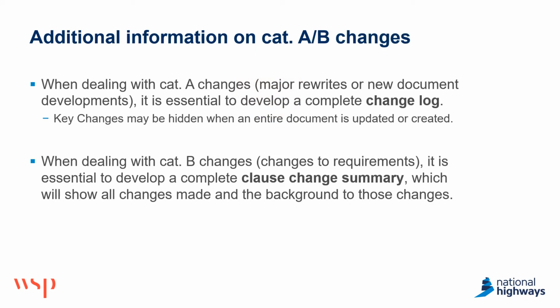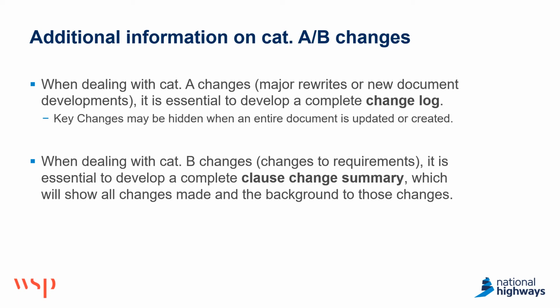So finally, there's just a couple of other bits of additional information that need to be shared when you are dealing with category A or B changes. So when you're dealing with category A changes, so these are major rewrites or new document development, it's essential to develop a complete change log. And that's because key changes may be hidden when an entire document is updated and created. And that change log will be used by commercial to undertake their quantitative assessment. So it's very important that that change log is complete. If you're unsure what I'm talking about with a change log, please refer to the help pages or the specific training relating to that.